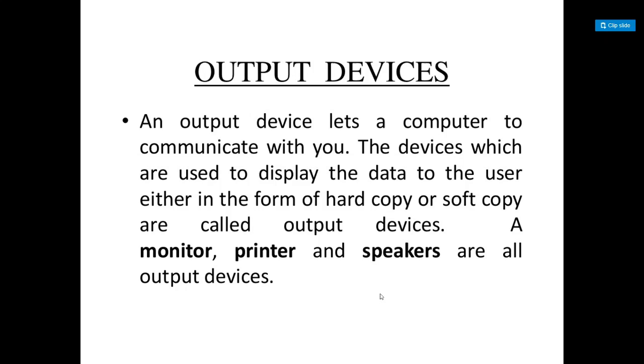Hello students, in this video let us see about the output devices. An output device lets a computer communicate with the operator, the person who is operating the system. Especially the devices used to display data to the user, either in hard copy or soft copy, we call that an output device. Some examples are a monitor, printer, speakers, etc.